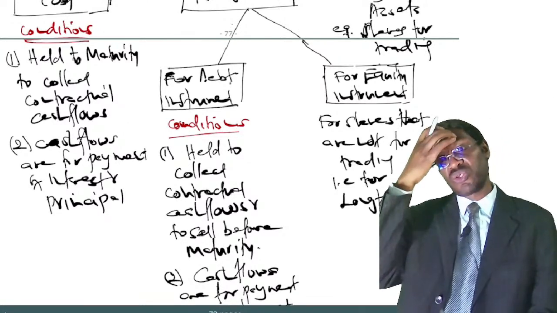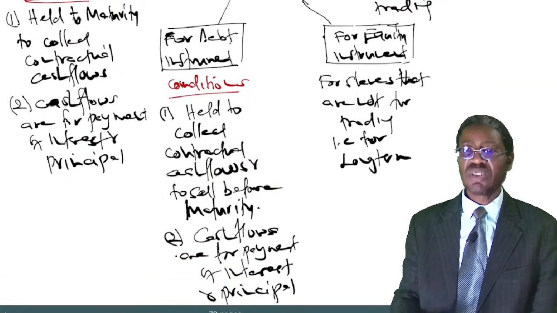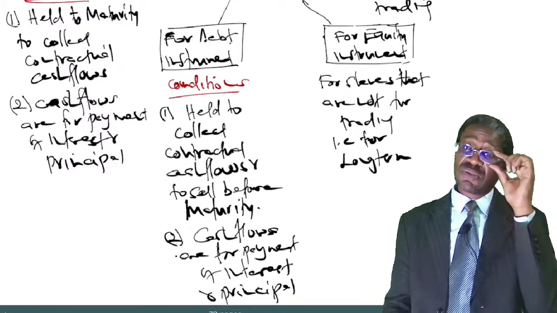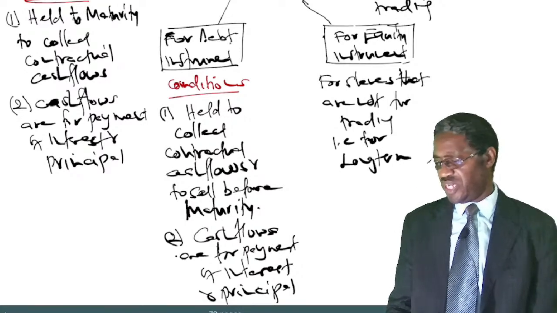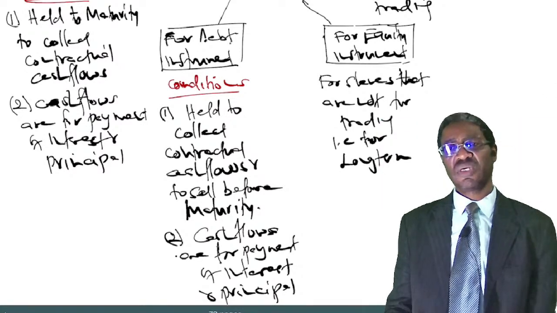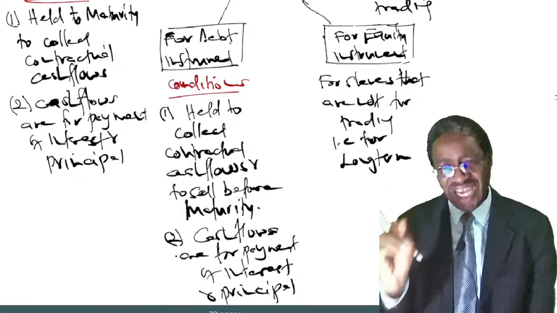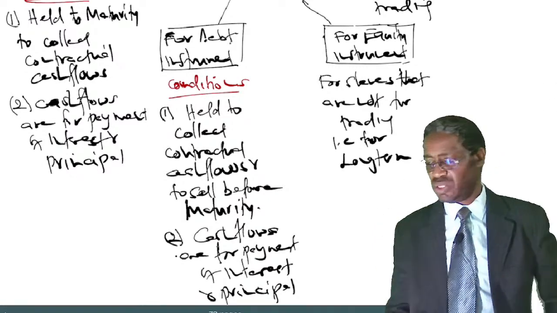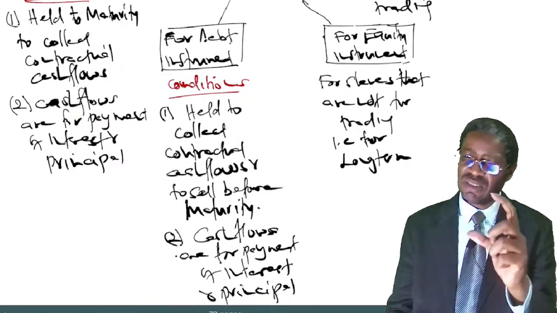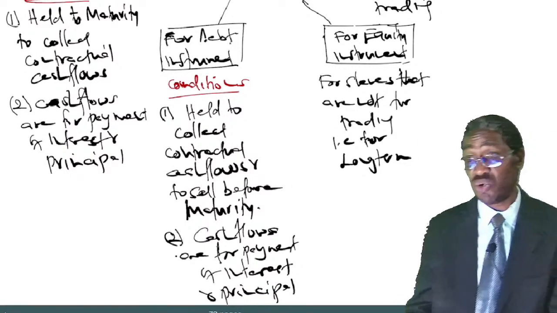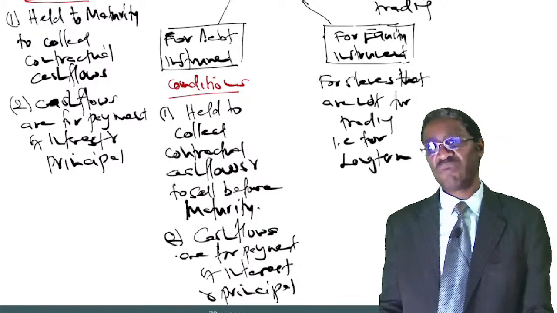Okay, once you're through with those two sub-branches, now we can give the conditions for each. For debt instrument, put the condition. Number one, held to collect contractual cash flows and to sell before maturity.